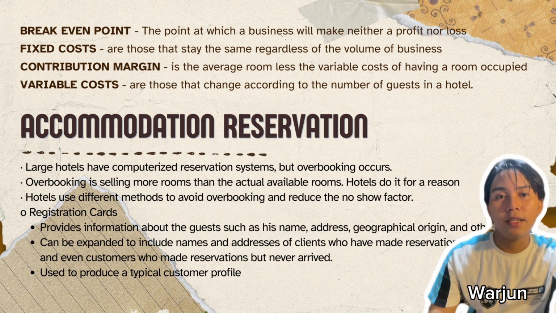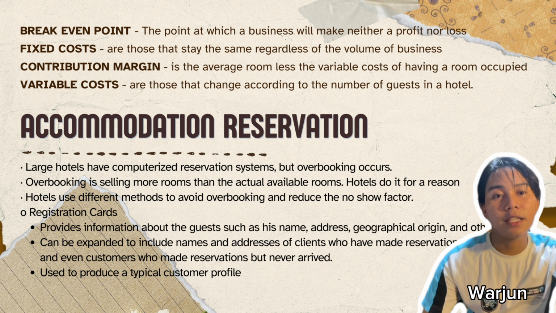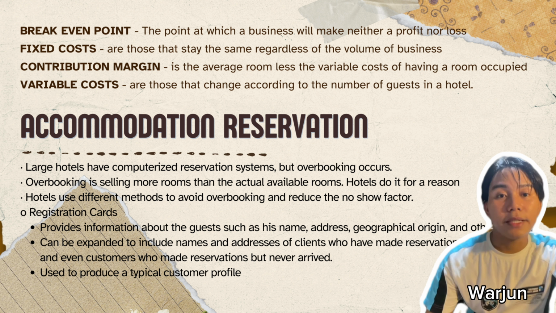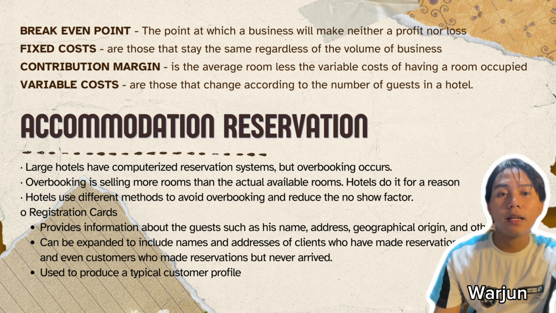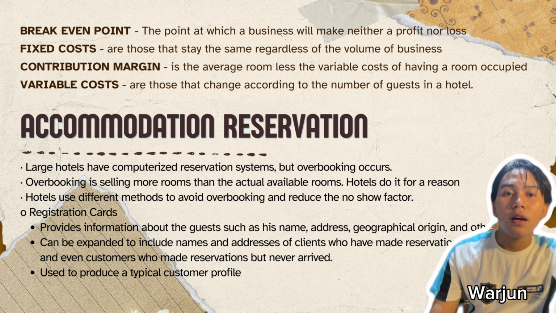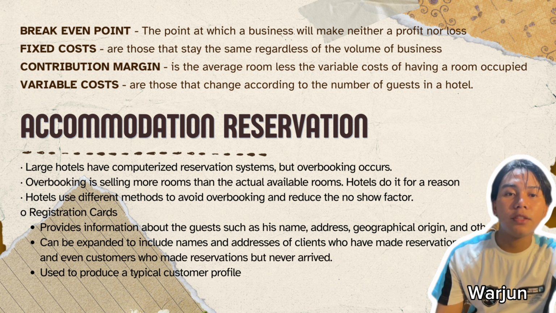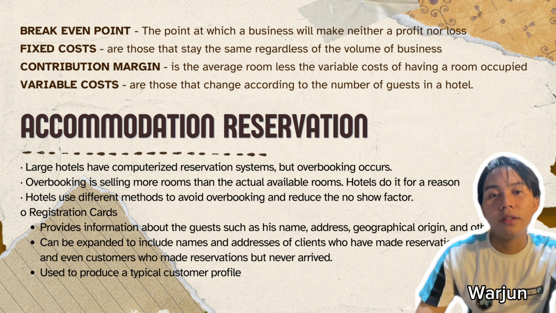The fourth one is variable costs. Variable costs are the expenses that fluctuate depending on the level of business activity. In the context of a hotel, variable costs could include utilities, cleaning supplies, and staff wages directly related to the number of guests staying at the hotel.